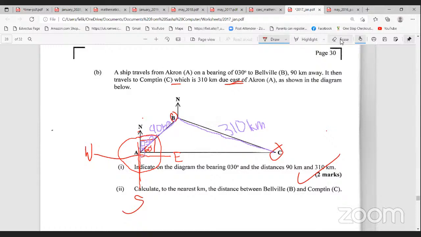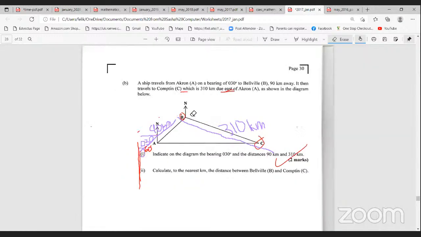So let's take off some of those extra lines now. Marlon, take off your lines, honey, but let your degrees stay. All right, so now we need to calculate to the nearest kilometer the distance between Belleville and Compton.